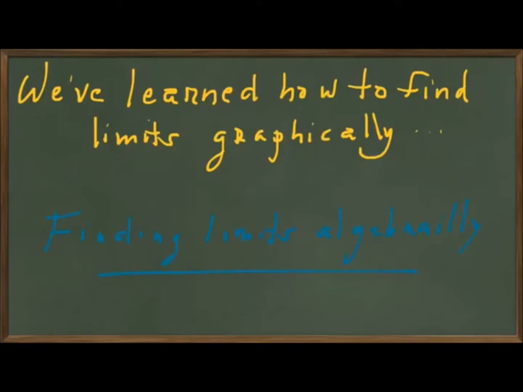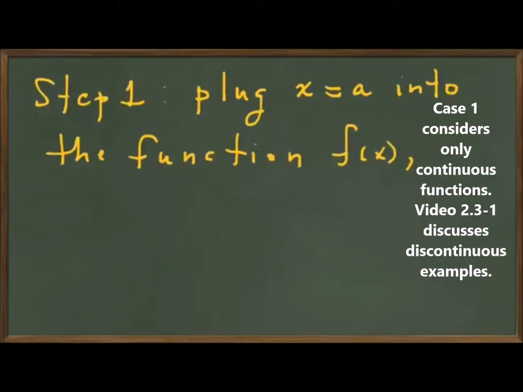That better method will be to find limits algebraically. So we're going to look on the next slide at a process for finding limits algebraically. Our first step is going to be to plug the x value a that we are approaching into our function f of x. This is going to give us a number, and we're going to characterize that number as the fraction b over c. We're going to take a look at that number that we get, b over c, and consider it as belonging to one of three cases, which will help us determine what the limit is.